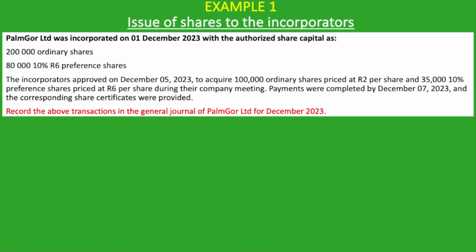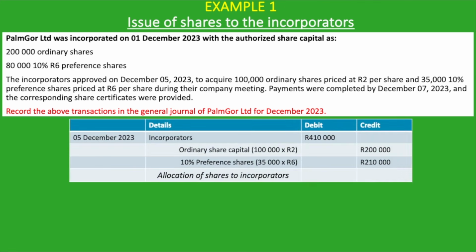This will appear in our balance sheet when we prepare the annual financial statements. So what is the amount here? Well, we've got 100,000 ordinary shares at 2 rand per share, so 100,000 times 2 rand gives us 200,000 rand, and we've got 35,000 preference shares at 6 rand, so 35,000 times 6 rand will give us the respective amount for the 2 shares. The total of the 2 is what the incorporators owe us. So this is exactly how it's going to look.